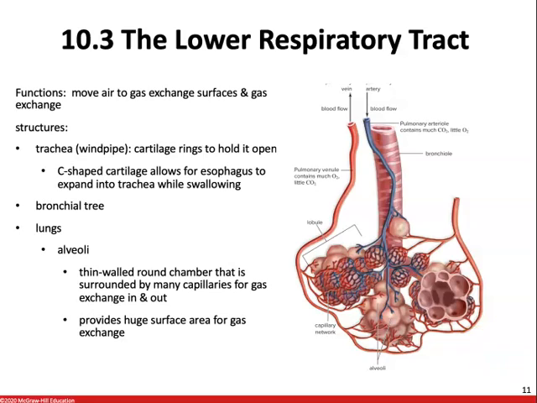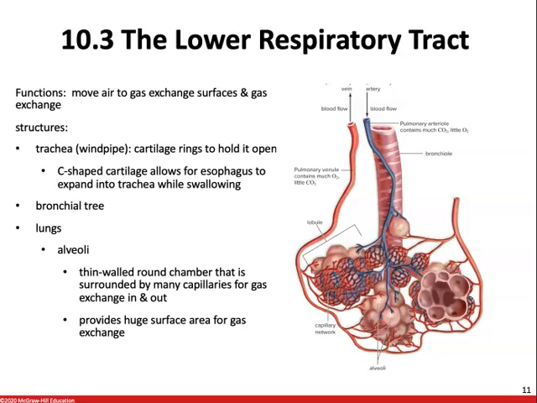The right lung has 3 lobes, while the left lung has 2 lobes. The reason for this is because your heart is located on the left side, so the lung has 2 lobes on the left to make room for the heart. Each lobe is going to be divided into lobules, and each lung is enclosed by membranes called pleura, which secrete the pleural fluid. Again, this is to prevent friction as your lungs expand and contract and expand and contract.